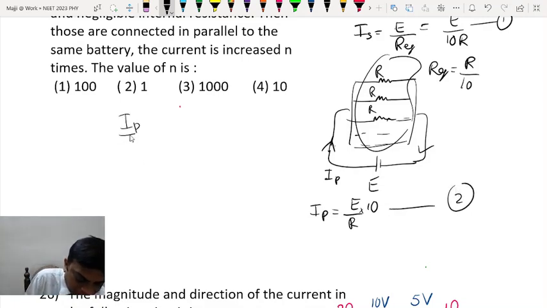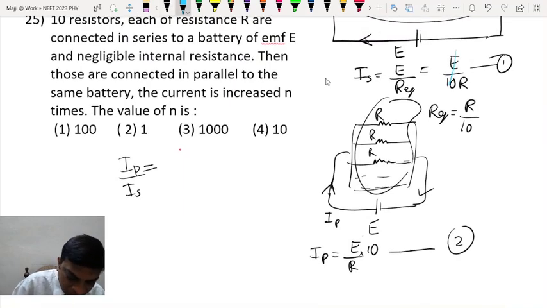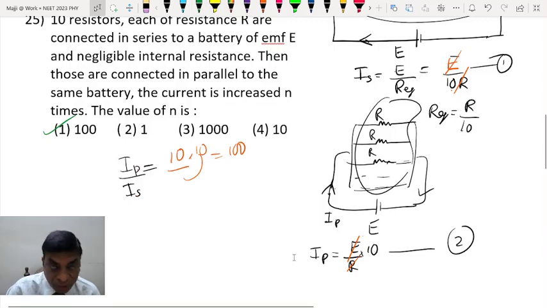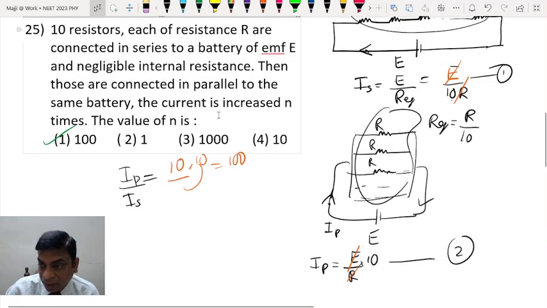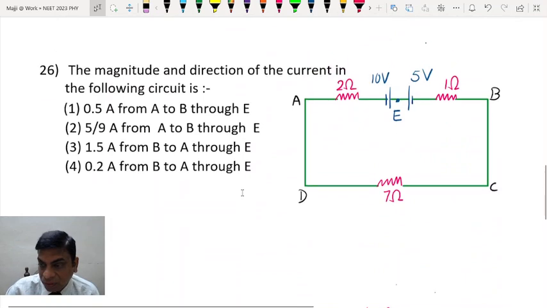So when you divide IP with IS, E by R gets cancelled, E by R gets cancelled here, E by R gets cancelled. And IP means in the numerator you have 10, and IS means in the denominator you have 10. So it is 100. So the correct answer is 100 times. I'm sorry, students. I thought that initially they were resistors, cells. Then moving on to the next question.